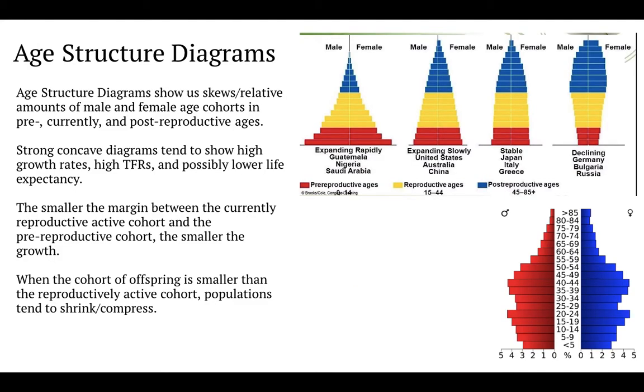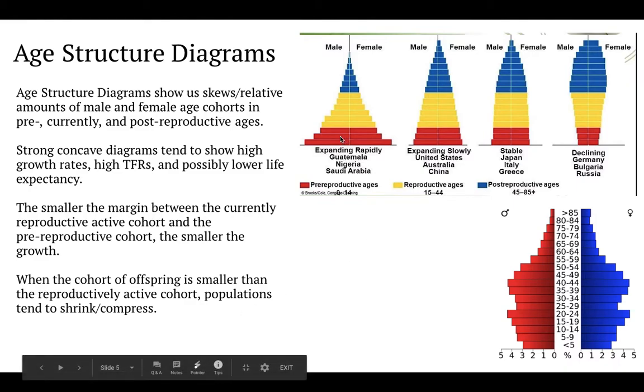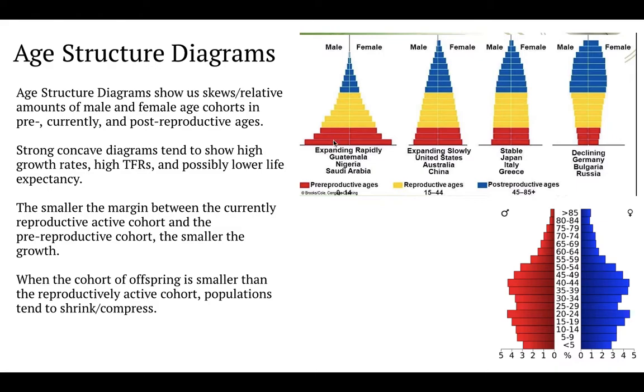Now, we apply populations to these things called age structure diagrams, which we have seen before in class, but it's basically putting men and females in different age categories and looking at how those cohorts compare to each other from birth to death. We can see rapidly expanding to declining populations based on the size of these cohorts. Phase 1 tends to have really high fertility rates and very low life expectancies, while the opposite is true in phase 4. When the cohort of the offspring is smaller than the reproductively active cohort, that's when we tend to see compression and compaction of populations.